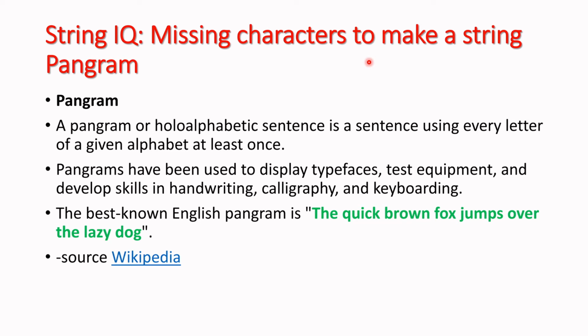So we have to find the missing characters to make a string a pangram, right? So we have to first understand what a pangram is. A pangram, or holoalphabetic sentence, is a sentence using every letter of a given alphabet at least once. Let's see the question. You have to understand that "the quick brown fox jumps over the lazy dog" is a sentence, right? This sentence contains all 26 letters of the English alphabet, right? So this is best known as a pangram.